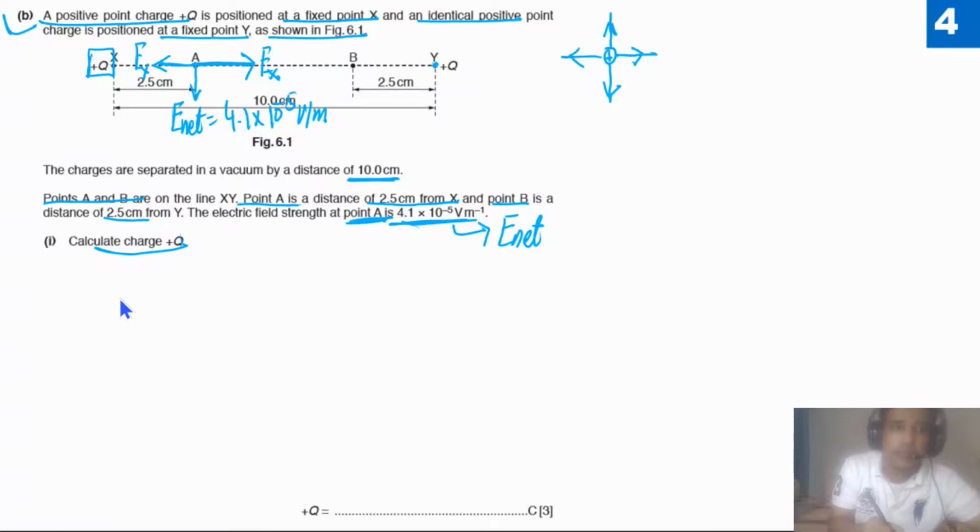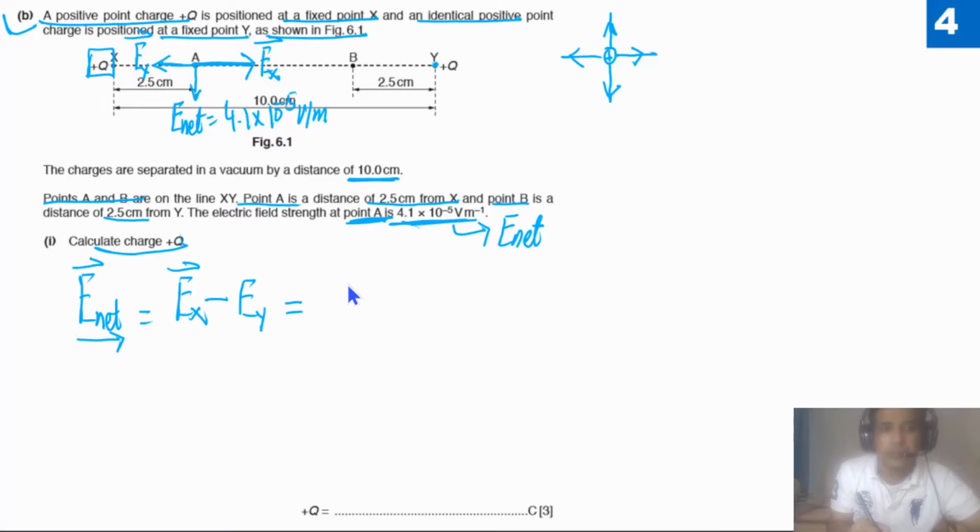So the net electric field is simply the vector sum of these two. This is a vector quantity. This is also a vector quantity. So it simply means that E net, this electric field, has to be greater because this point is closer to this charge. So the electric field has to be, in this case, to the right. And this has to be equal to the vector sum of EX minus EY.